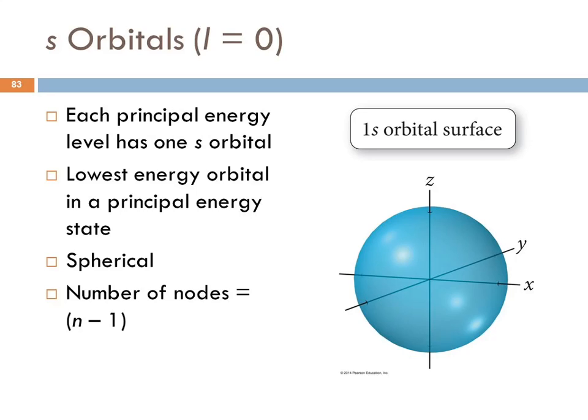Anyway, principal energy level, each one has one s orbital. And it is the lowest energy orbital in a principal energy state.